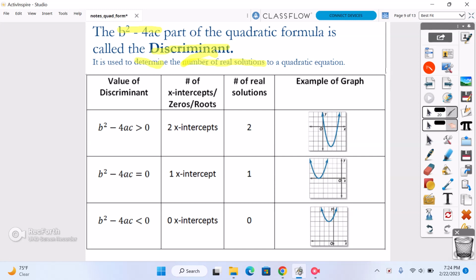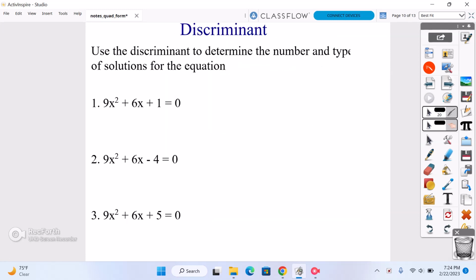And you can see the graphs over here on the right. When we get to graphing quadratics, we'll see that when our discriminant is positive, we have 2 x-intercepts on our graph. When our discriminant equals 0, that means the vertex is on the x-axis, or we only have 1 x-intercept. And when the discriminant is less than 0, or a negative number, we have no x-intercepts. So you can use the discriminant to determine how many solutions there are. Now remember that every quadratic is degree 2, so it should have 2 solutions. It just means they may not be real.